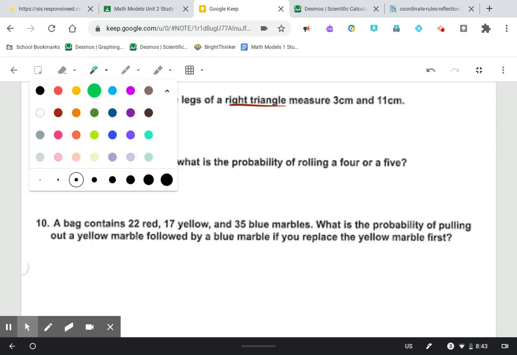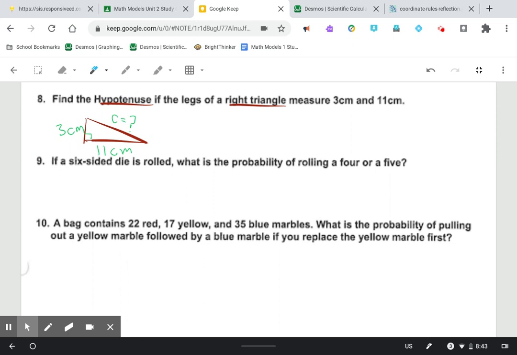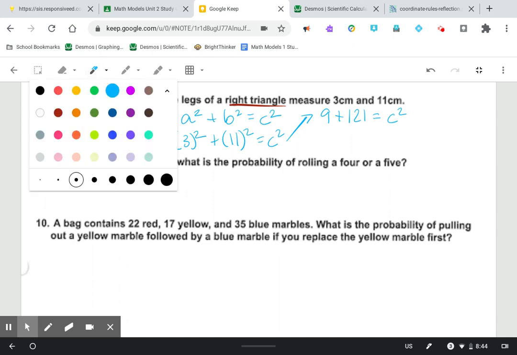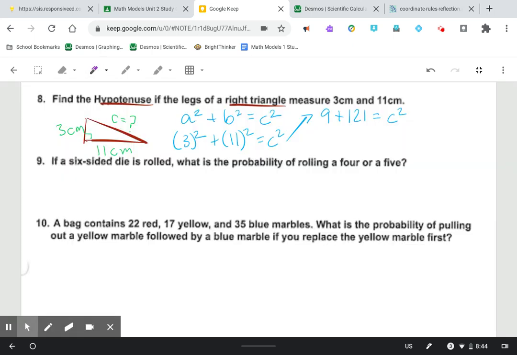Obviously, the formula for the Pythagorean theorem is one of the key pieces of information you need here. The formula is a squared plus b squared, where a and b are the legs, equals c squared. So we're going to start by plugging in everything. A is going to be 3 squared. B is going to be 11 squared. And those add up to c squared. 3 squared is 9. 11 squared is 121. Again, that equals c squared. Continue working this out. 9 plus 121 is 130.